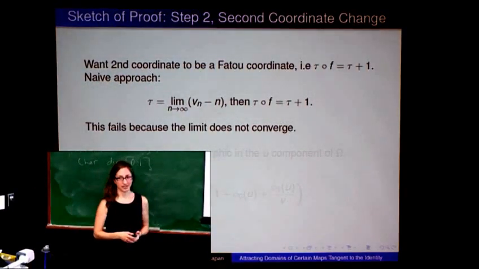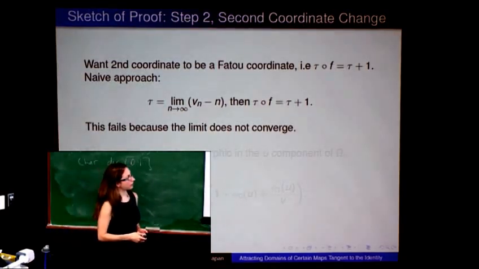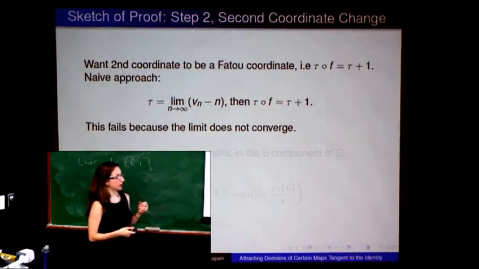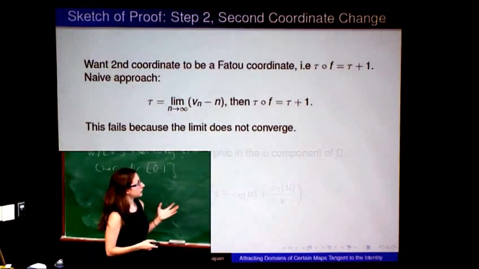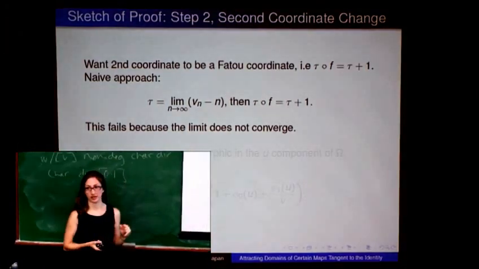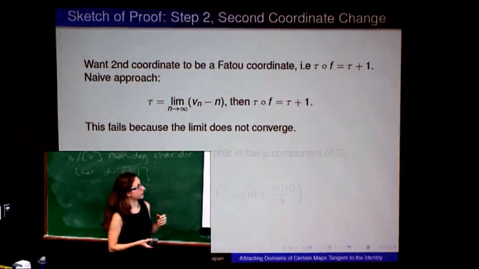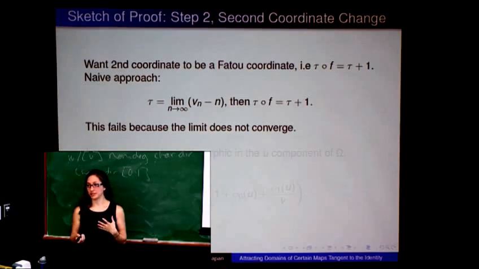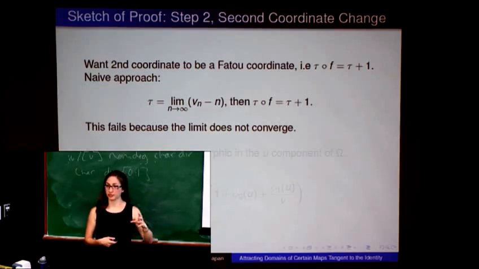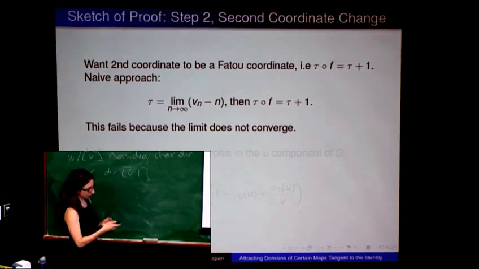Okay, so now we're moving on to the second coordinate change. So we want the second coordinate to be a Fatou coordinate, so it's just translation, tau when we apply f. So tau of f equals tau plus 1. So the naive approach would be to just define tau to be this limit as n goes to infinity of Vn minus n. And then we would have that tau of f equals tau plus 1. But the problem is that these terms aren't going to converge because we had the 1 over u and 1 over v terms, and those aren't going to converge. And so we have to change the expression a little bit more first.